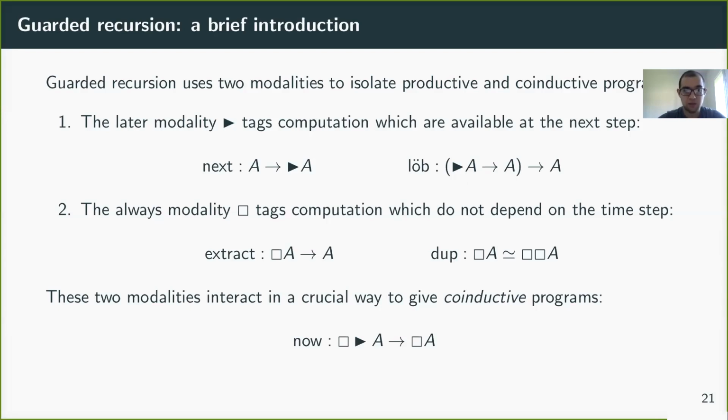So we add a second modality, box, which tags a computation as being independent of the time step. And this forms an idempotent comonad. But box also crucially interacts with later. If something is independent of the time step, then having a later doesn't really give you anything. So we're allowed to get rid of it. So if something is under a box and a later, we can allow the box to consume the later and just get box A. And this operation is what gives us co-induction.